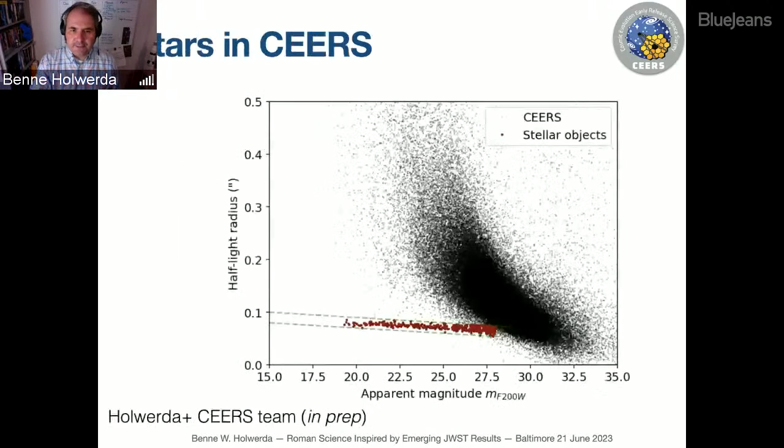And then can we find enough of these to determine the scale height? So first things first, I've been making plots like this for a while, apparent magnitude and half-light radius, and there you get that stellar locus, that is the reddish-brown points there. You can move this several orders of magnitude down with JWST.